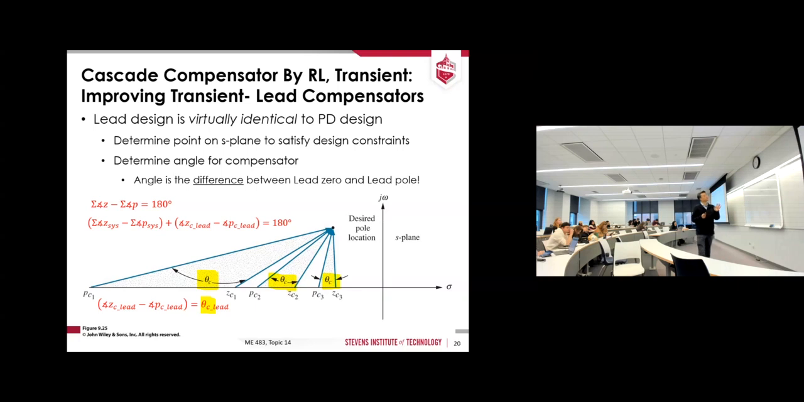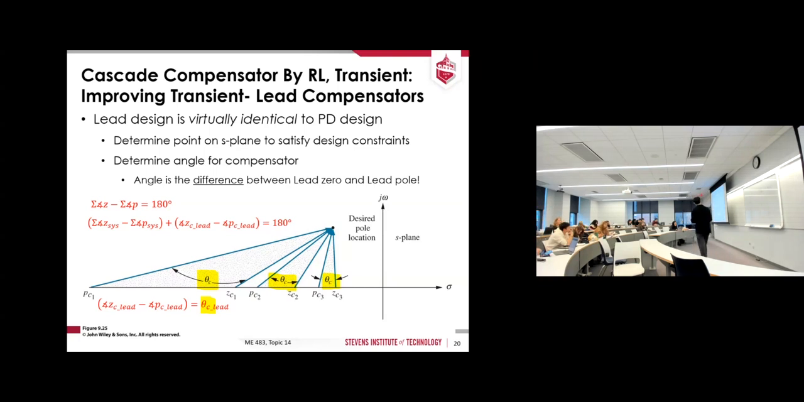Okay. So what we have to do here is to determine again the point on the S plane to satisfy the design constraints. So same as the PD controller. And then we determine the angle for the compensator, that is also the same. But what is different here is that your requirement is that the sum of the zero angles minus the sum of the pole angles equals 180 degrees. Then pay attention to this.